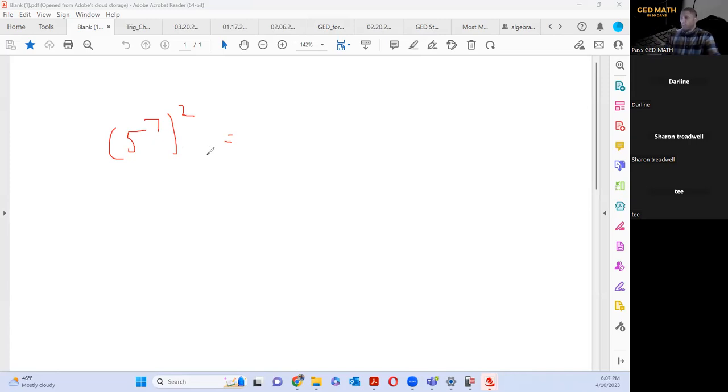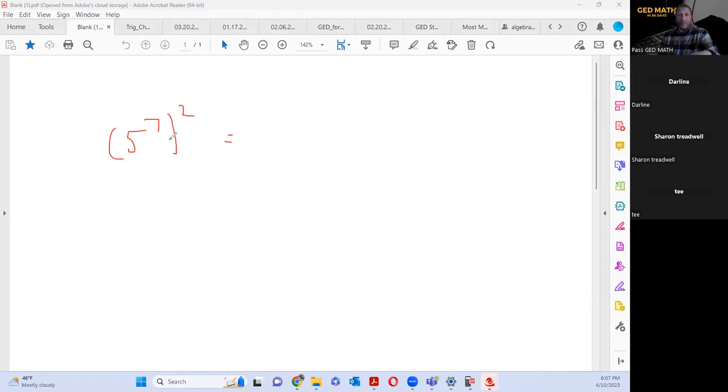So remember the exponent rules. The first rule is anything to the 0 power is 1. Anything to the 1st power is the base. When you're multiplying exponents with the same base, you add the exponents. When you're dividing exponents with the same base, you subtract the exponents, top minus bottom. And this one here is when you raise to a power, you multiply.